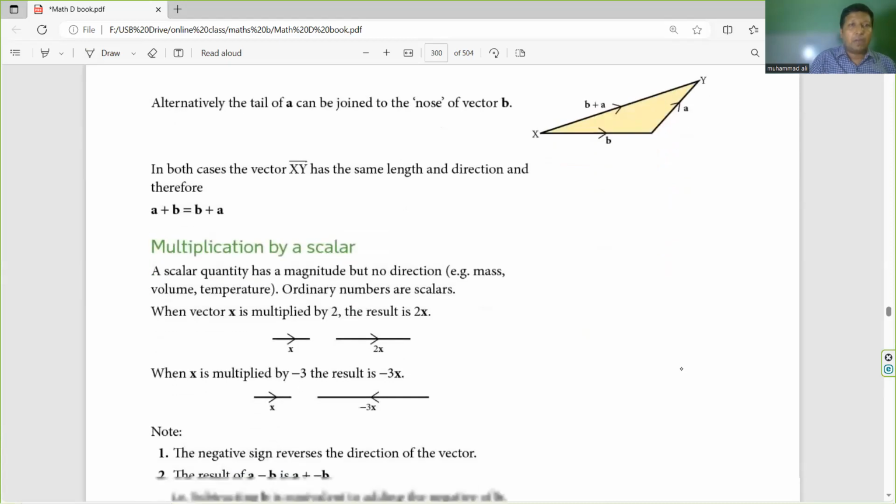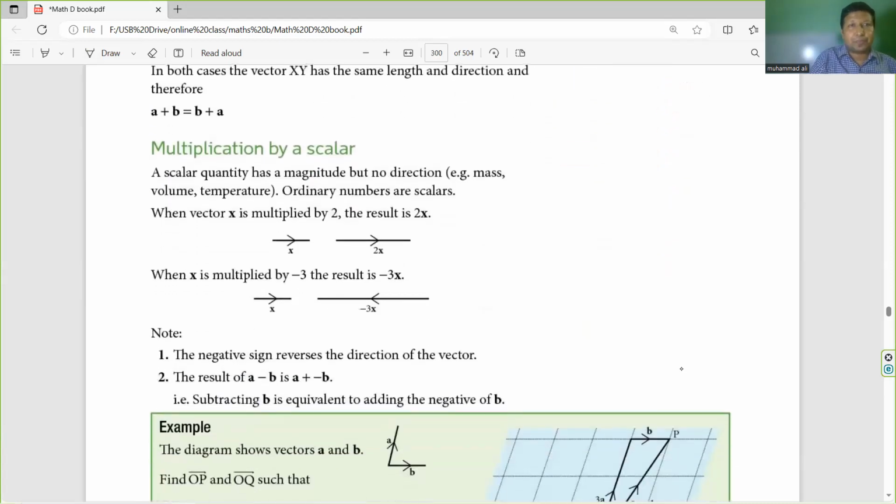And another thing, multiplication of a vector by a number. Like x is the vector. If you multiply this by 2, it will be 2 times as big. But if you multiply this by minus 3, it is 3 times bigger, but the direction will be opposite. Like the x direction is like this. If you multiply by minus 3, it will be the minus 3x vector, and the direction will be opposite. It is a very important thing.